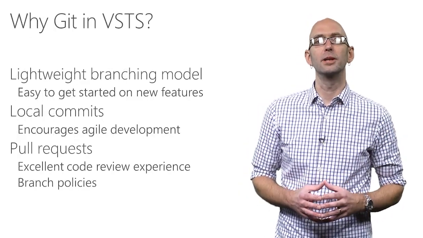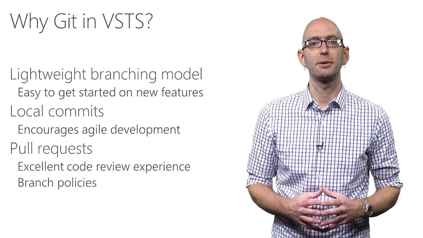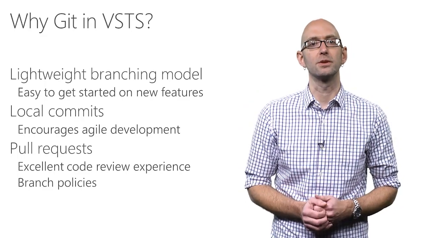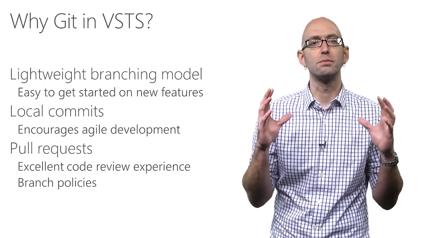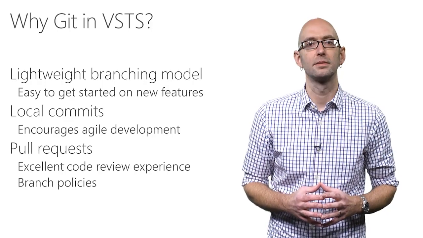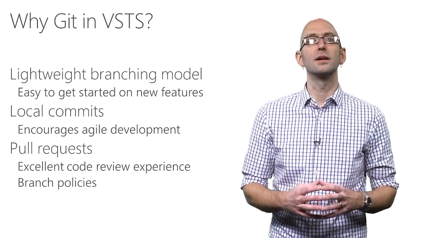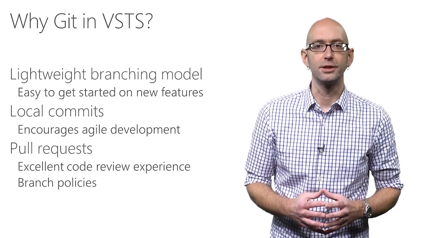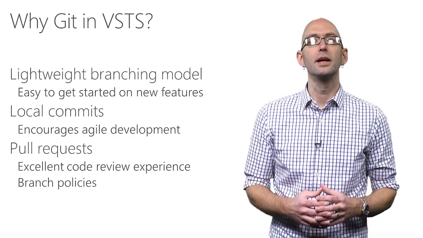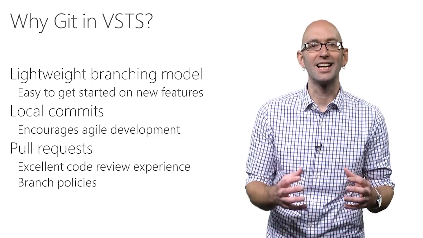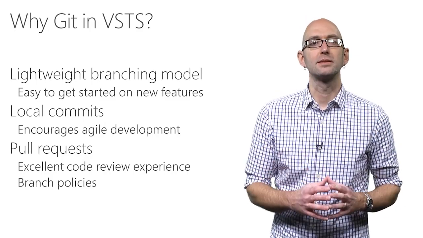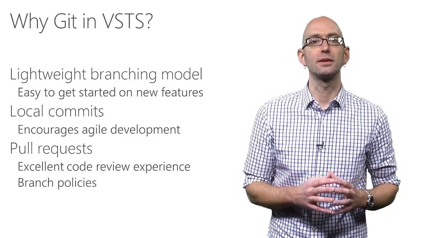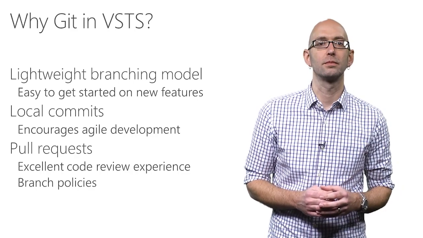If you're thinking about building a modern DevOps pipeline for your application, then you're probably thinking about moving to Git hosted by Visual Studio Team Services. That's because Git enables more efficient software development processes. Its lightweight branching model allows developers to start working on a new feature or fix a bug quickly and efficiently. The local commit model encourages experimentation and agile development. And pull requests encourage excellent code review experiences and allow your team to enforce policies before code enters production.